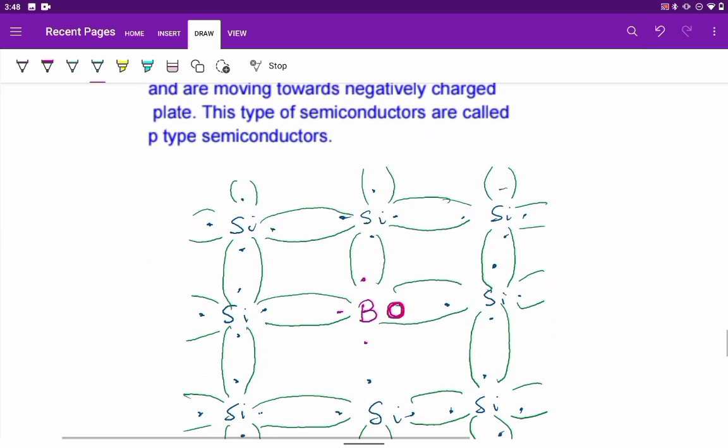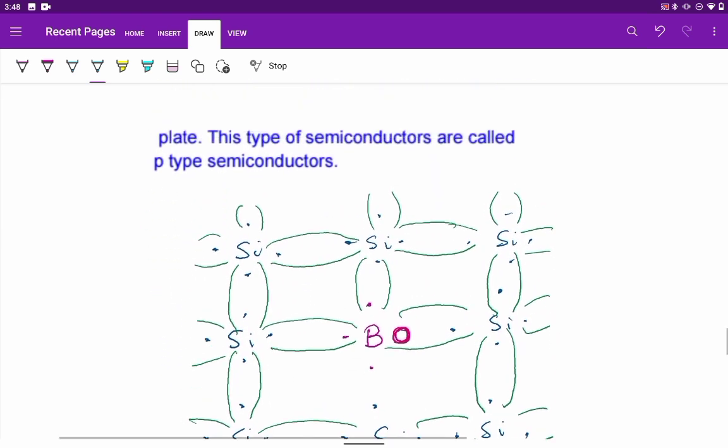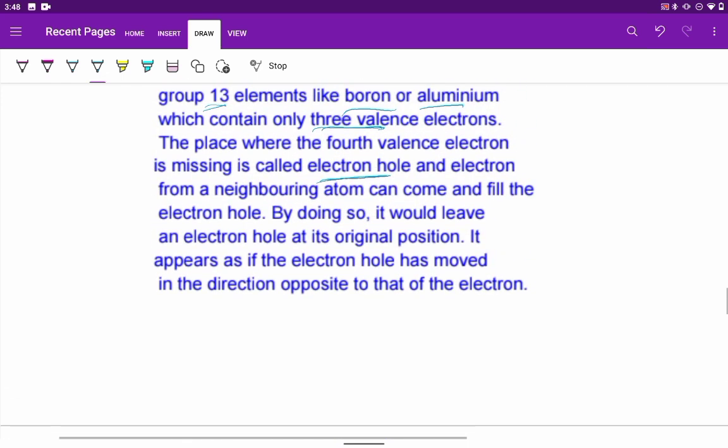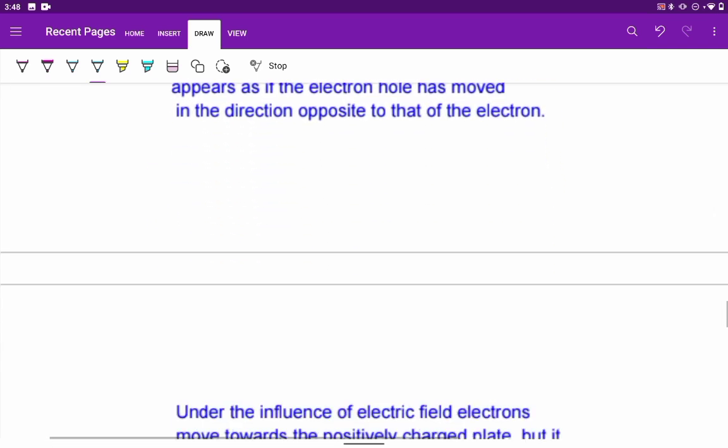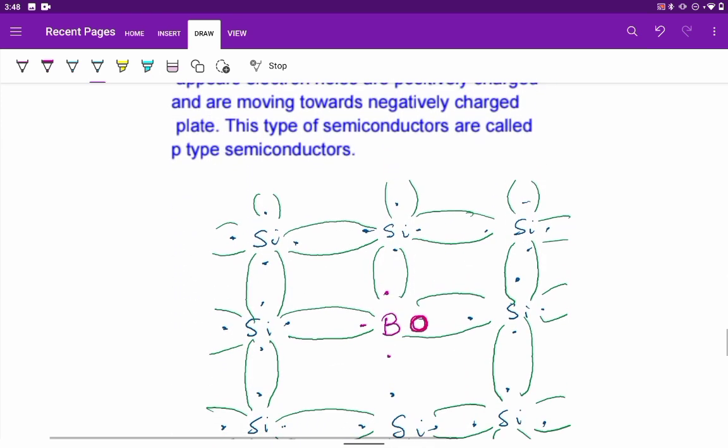Now see, first of all, try to understand. I told that it can be done with a 13 group element like boron or aluminum. So here I have shown the figure with silicon and boron. For boron, this one is the hole. There are 3 valence electrons. Silicon is having 4 valence electrons. So with that, see, these are the covalent bonds. So boron will form covalent bonds with silicon like this.